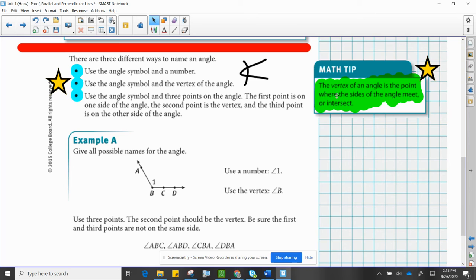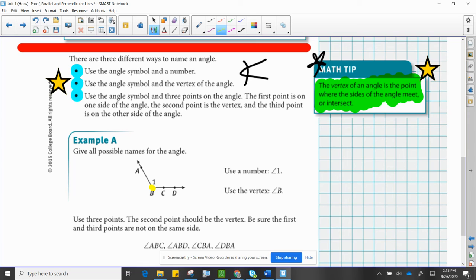So a little vocab here in the math tip box. The vertex of an angle is the point where the sides of the angle meet or intersect. So if I look at this example A, right there, B would be where our vertex is. So I can name it using the number, angle 1, or I can use the vertex, angle B, to name it. The other way to name an angle is to use 3 points on the angle.